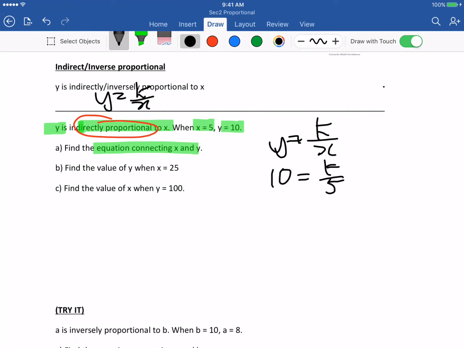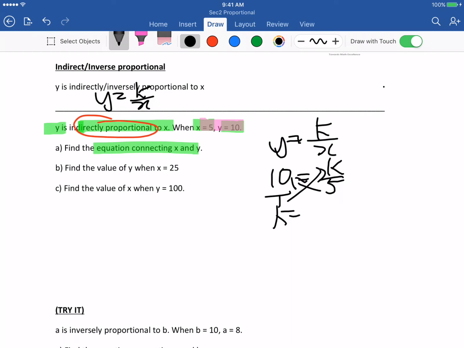You must do that. Why must I actually go and do that? Because the question states that x equals to 5 and y equals to 10 right here. So just put it in. Okay, so what you do, find the value of k. 10 is actually 10 over what? 10 will be 10 over 1. You do a cross multiply.